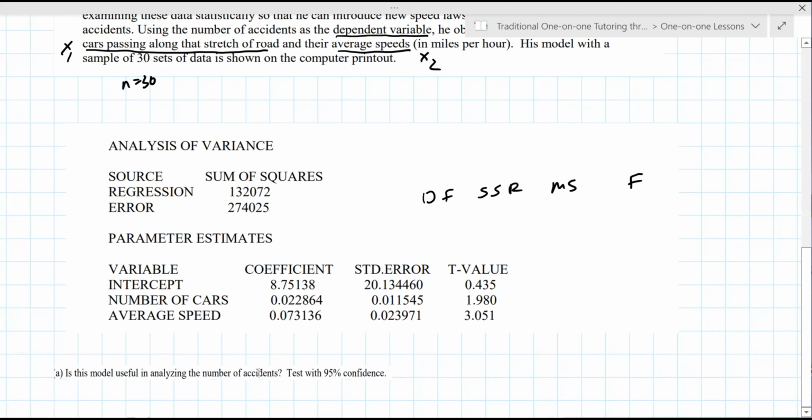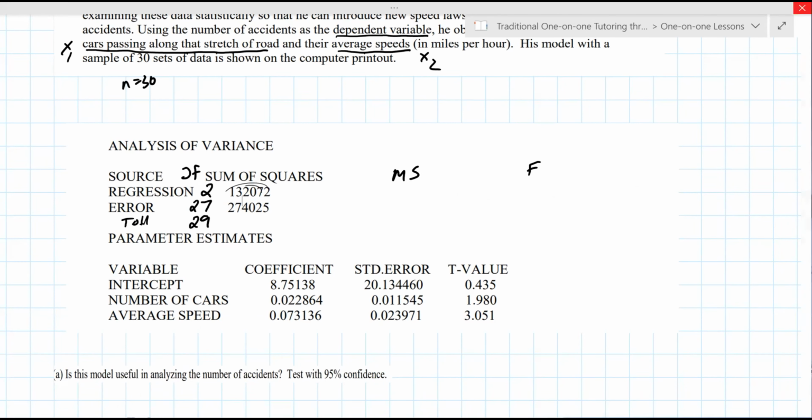Is this model useful in analyzing the number of accidents? So we actually do need to calculate that F value. We start with degrees of freedom, and we know that there are 30 pieces of data, so that's 29. There are 2 variables in the regression, and then the error gets us to 27 because they have to add up to 29. So we're missing the mean square or MS column here, and then we're missing that F. You get mean square by taking this 132072 and dividing it by 2.